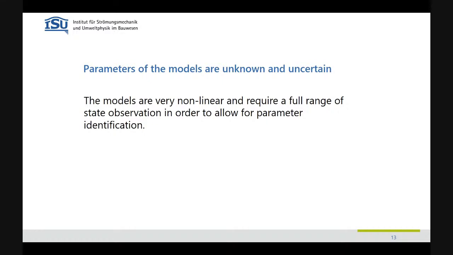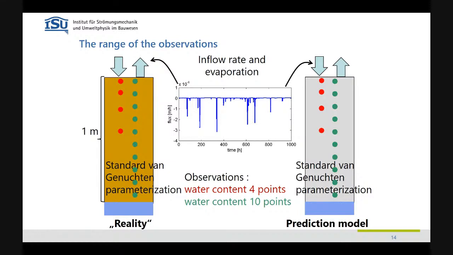The problem is that the model that I've shown is very nonlinear, and to identify parameters, we usually require to see a full range of observations. So from dry to very wet to very dry, if we want to retrieve the parameters. And this is illustrated here with really a toy problem.